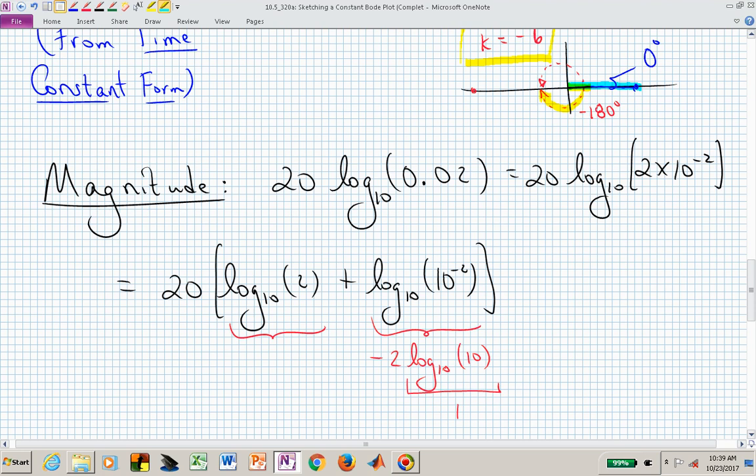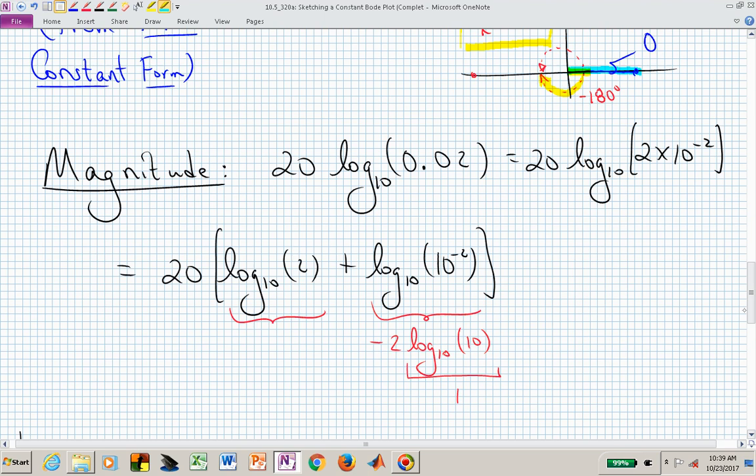And log of 10 to the minus 2, that exponent jumps out in front. So now we have minus 2 log of 10 base 10. Well, the log of 10 is 1. So now we've reduced this 10 to the minus 2. Its base 10 log is now just minus 2. And we have to now remember or compute what is the log of 2.